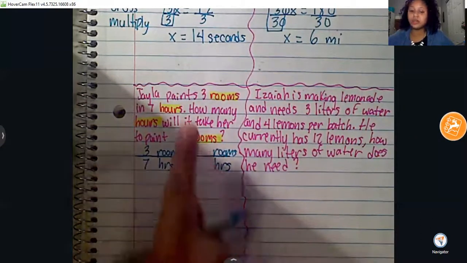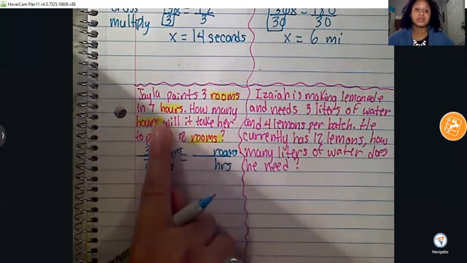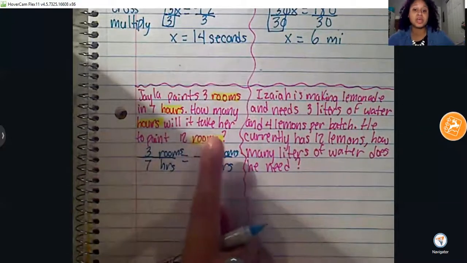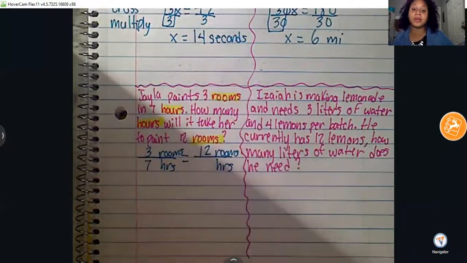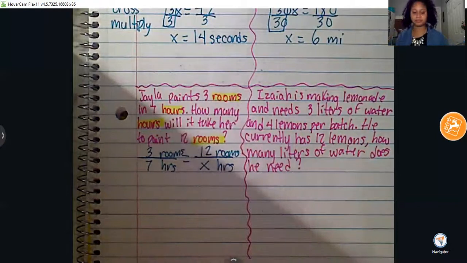So then on the right side, you need the second part of this problem, which says how many hours will it take her to paint 12 rooms. So we do know it's 12 rooms. So that's going to go in our numerator, but we don't know how many hours, so we can label that as X. So to solve this, we are going to do the same steps where we cross multiply and then divide.